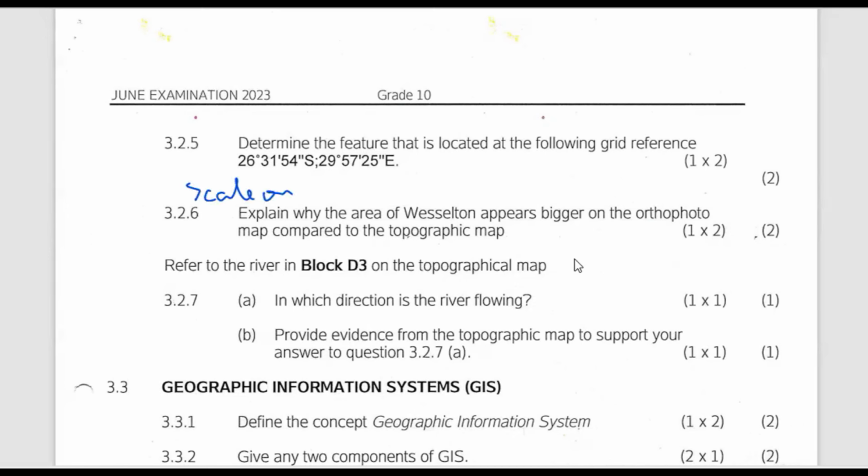on orthophoto is 5 times larger than the topographical map. That is why the features appear bigger, because the scale is larger on the orthophoto than on the topographic map.